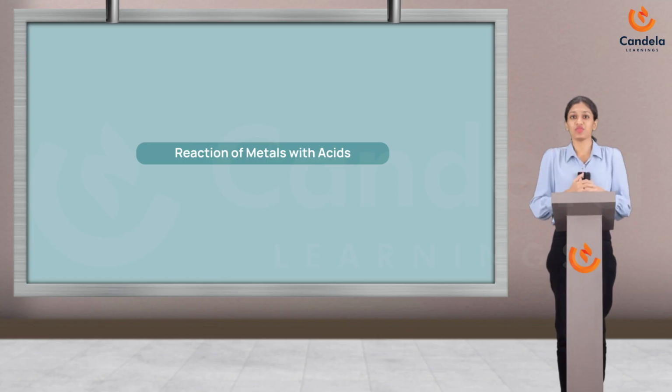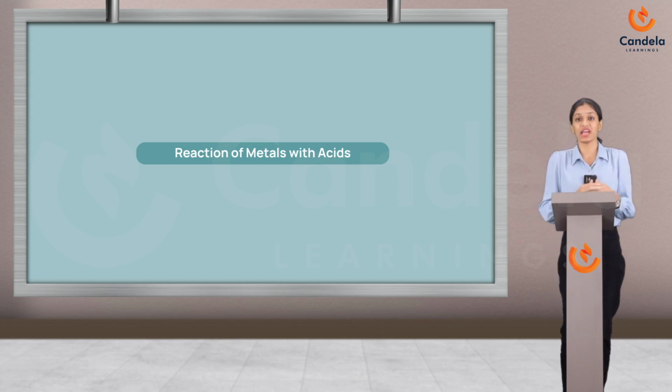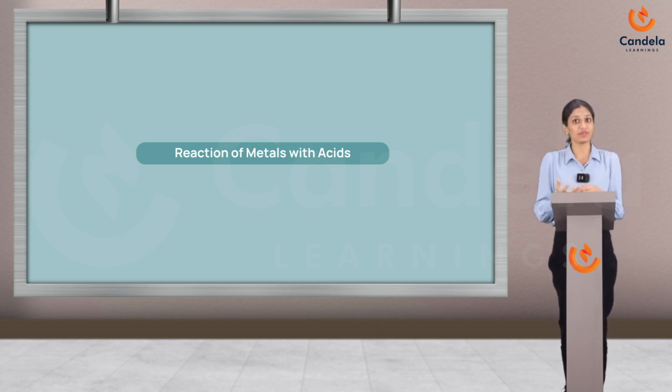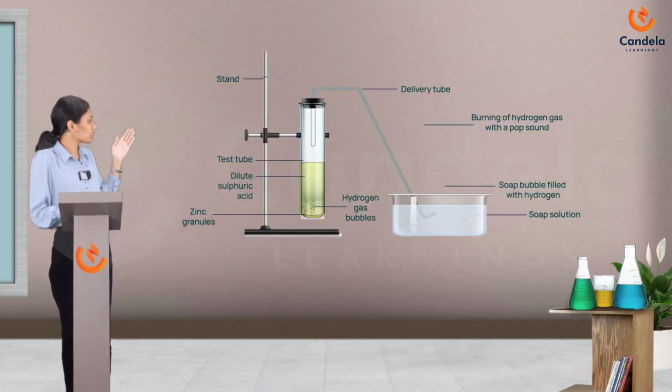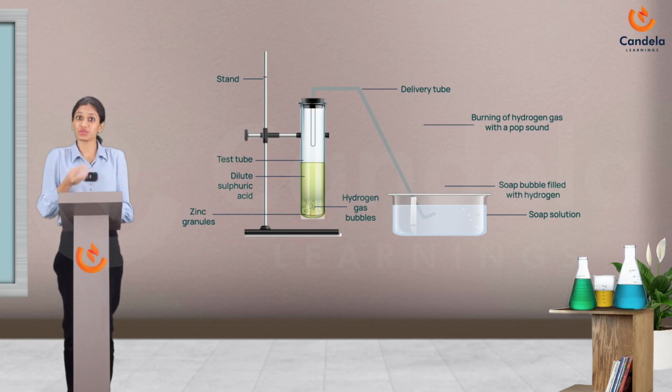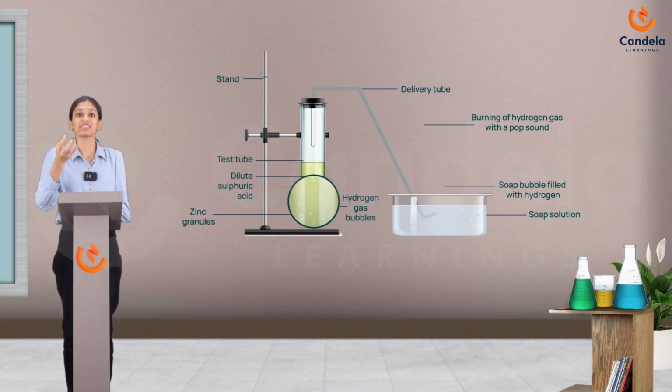Now let's discuss the second property of acids and bases, that is, the reaction of metals with acids. For this we need a test tube, a stand to support this test tube, a beaker containing soap solution, a few zinc granules, dilute sulfuric acid, a delivery tube and a cork to close the test tube. Let's perform this experiment. After setting up the experimental setup like this, let's add zinc granules to the test tube. Now what do you observe near the surface of the zinc granules? Yes, you can see gas bubbles are formed near the zinc granules.